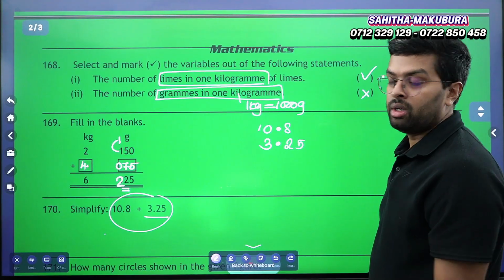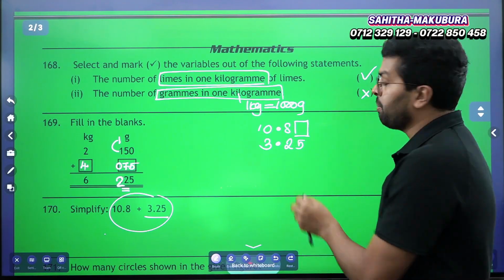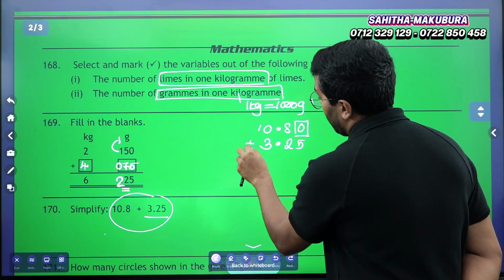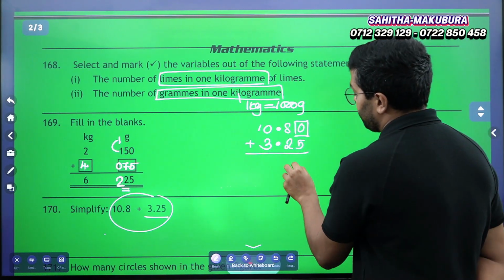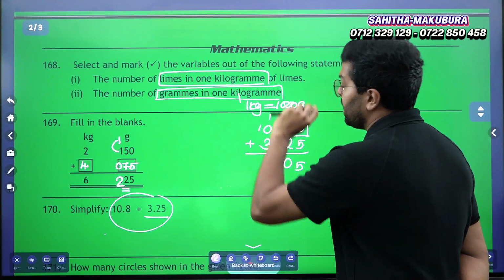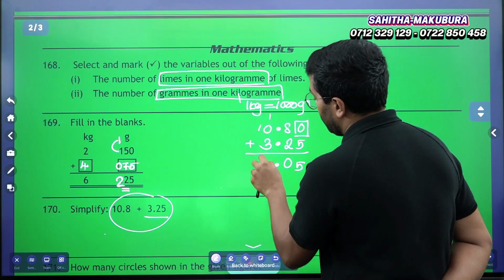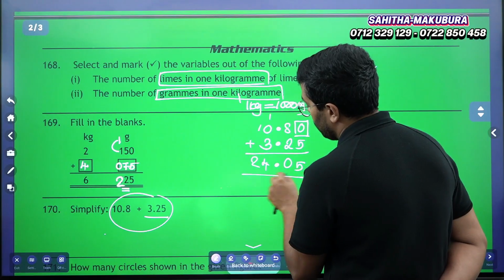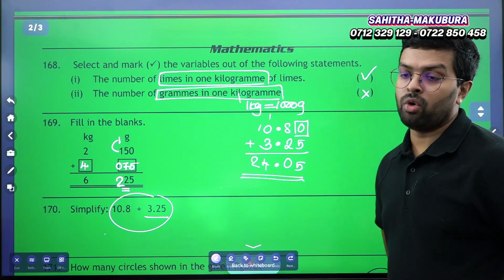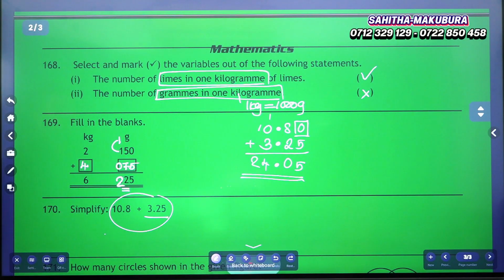3.25. Now if you really want to put a digit here, the digit we can put in here is 0. Let me add these two numbers together. 0 plus 5, 5. 8 plus 2 is 10. You have 1 left. Let's bring that one to the next place. 1 plus 3 is 4. And here we have 2. Final answer 24.05. This is how we are adding decimal numbers. Alright? Okay. Shall we move on?